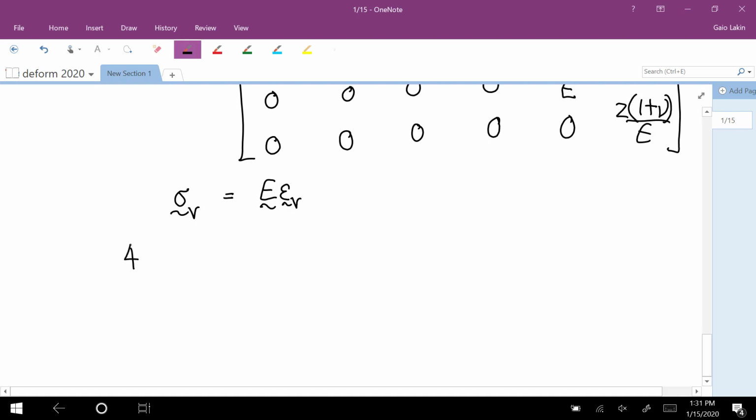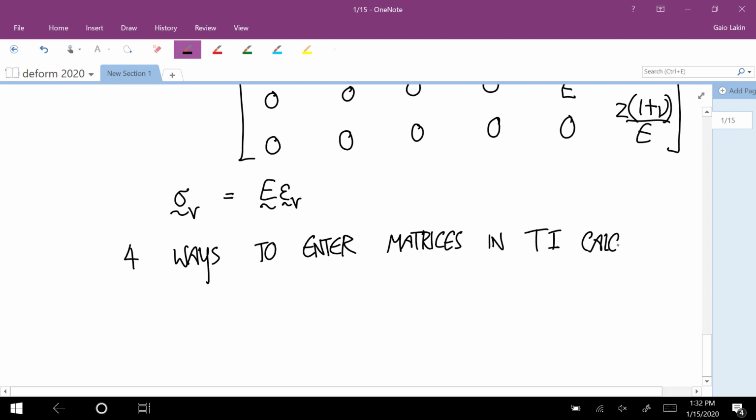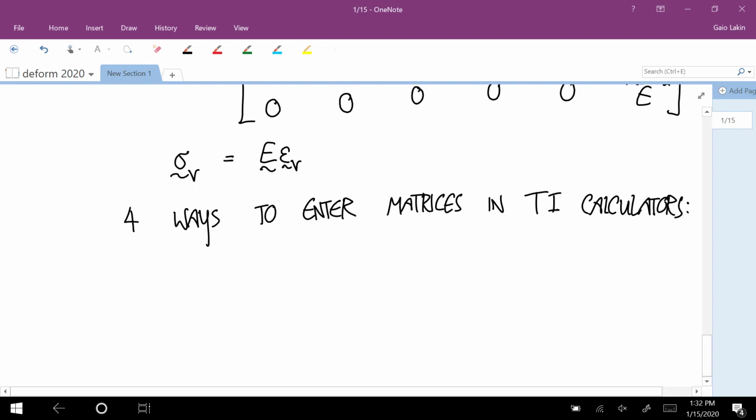So there are 4 ways to enter matrices in TI calculators. And if you don't have a TI calculator, we can figure it out. I'm sure it's very similar. So the first one, which calculators use this? I think it's the TI-83 and the 84 and the 86, I think.